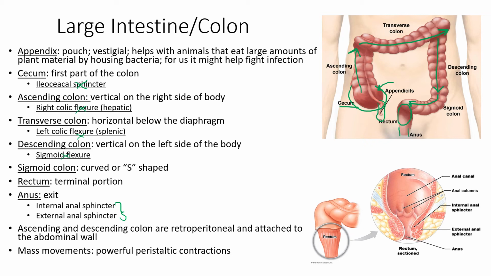So one is smooth muscle, the other is skeletal muscle with a little bit of smooth muscle. Do make note that the ascending and descending colon are retroperitoneal and attached to the abdominal wall, and this term down here, which should have an underline, is called mass movements. These are going to be powerful peristaltic contractions that are going to move this material within the large intestine through and out.